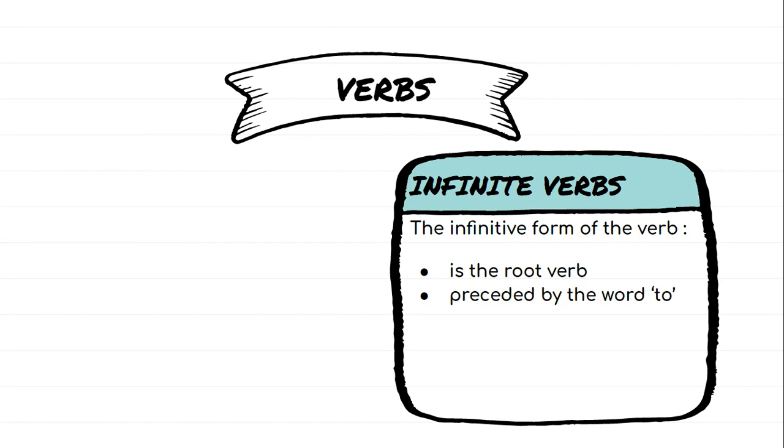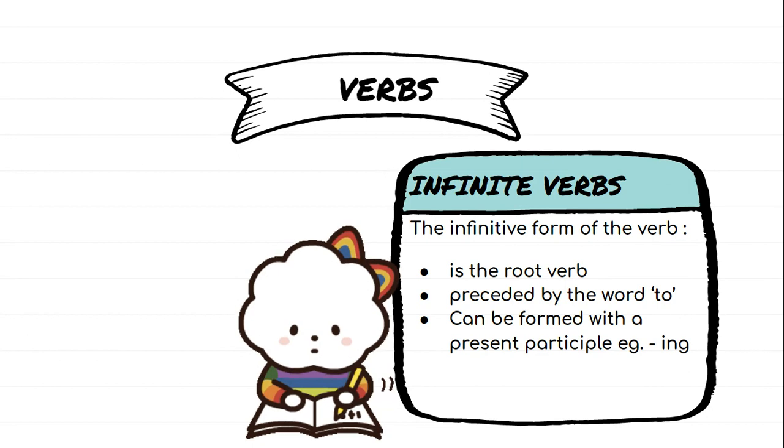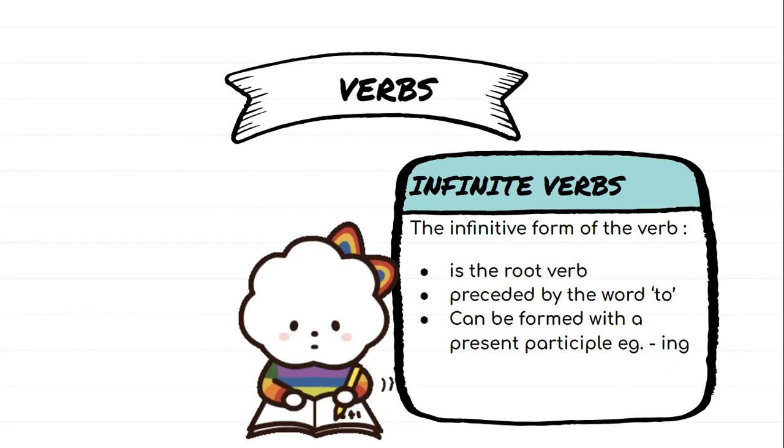So we include two things. It can be formed with a present participle, for example, ing, and I'll talk a little bit about that another time. So it might seem a little bit confusing. Don't worry if you're not getting every single concept right now, as long as you know that there are two kinds of verbs, finite and infinitive or infinite, and we're going to look at the difference now.